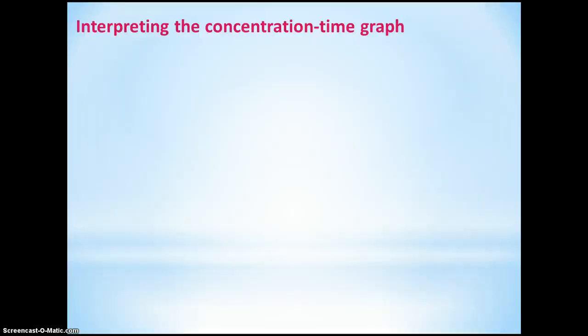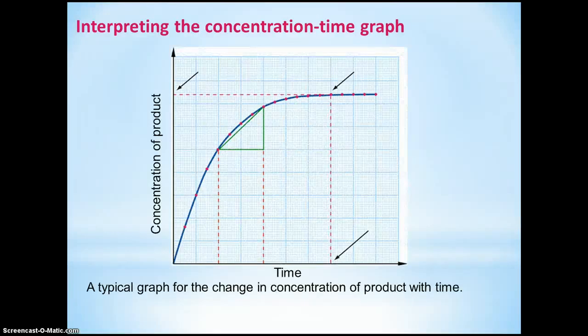So let's learn how to interpret a concentration time graph in full detail. A concentration time graph can usually be represented like this. Say this is a product's concentration time graph. You'll notice that at a certain point, the concentration of the product will reach a very steady state. This implies it's the end of the reaction.